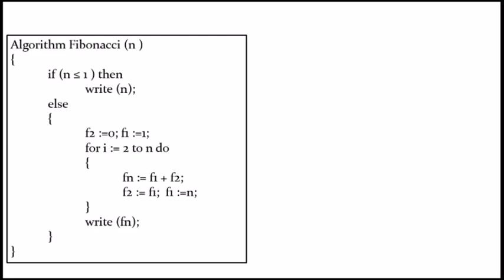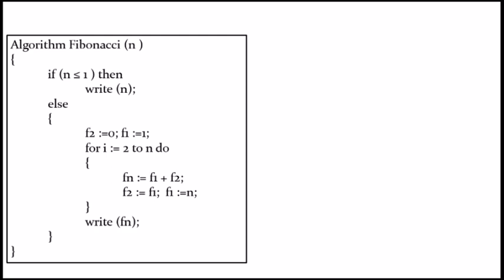Next, in the for loop, we are executing actually 3 statements, fn equal to f1 plus f2. So this will be repeated n minus 1 times, meaning till the condition is true. So the condition will be true till n minus 1 times. And in the next line, there are 2 statements, that is f2 equal to f1 and f1 equal to fn. Actually here it should be fn, not n.